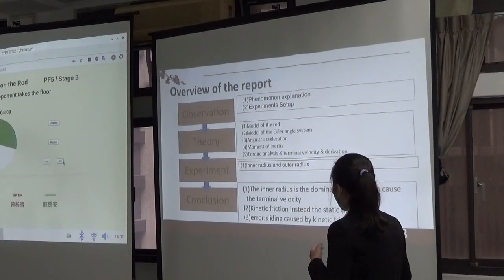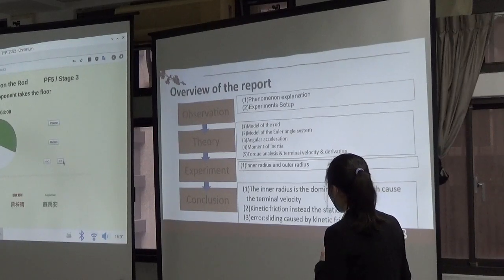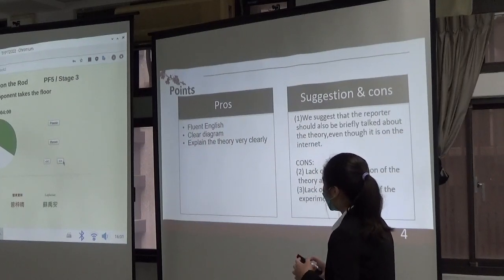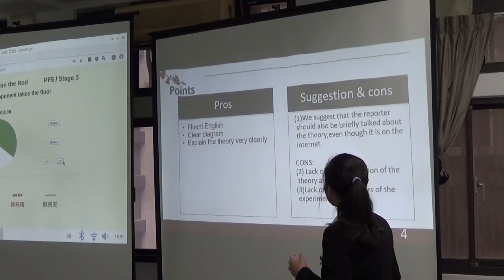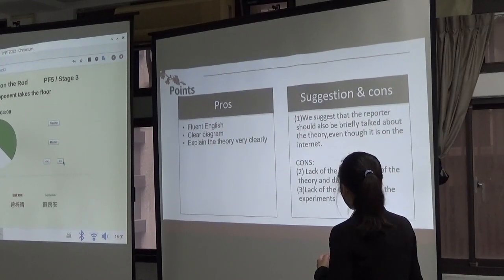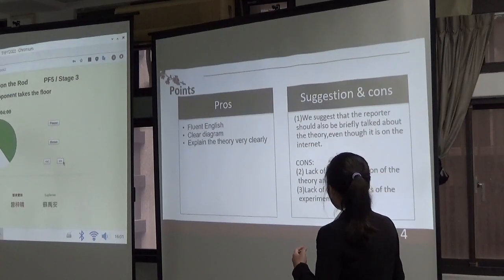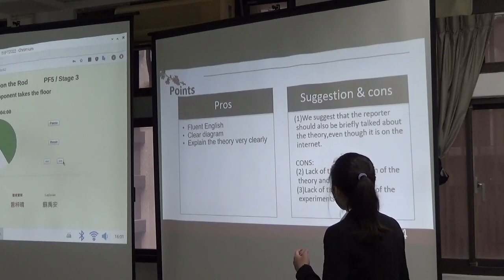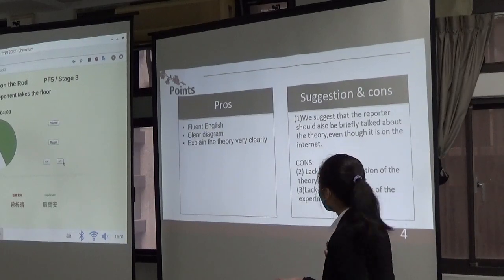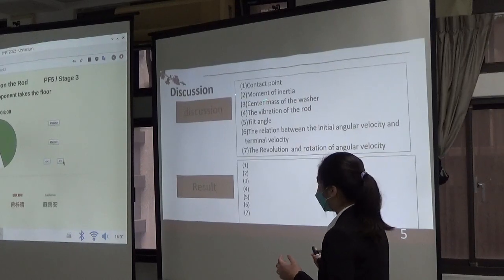And it is kinetic friction instead of static friction, and the sliding is caused by kinetic energy. The pros are fluent English, clear diagrams, and explaining the theory very well. The cons are a lack of combination of the theory and the data, and a lack of parameters of the experiment. We suggest that the reporter should also briefly talk about the theory, even though it is on the internet. And for the discussion part, I will discuss the connect points.